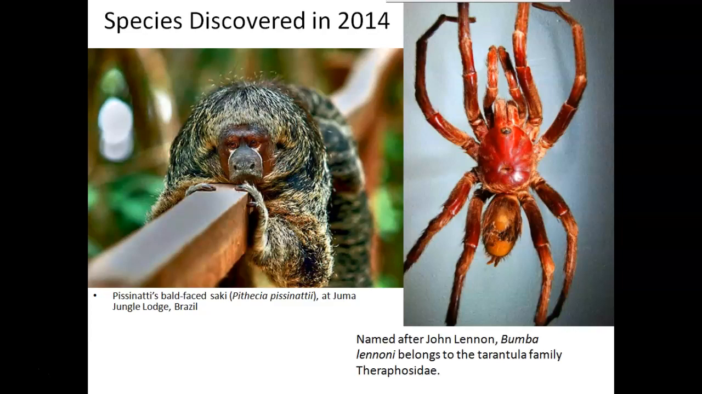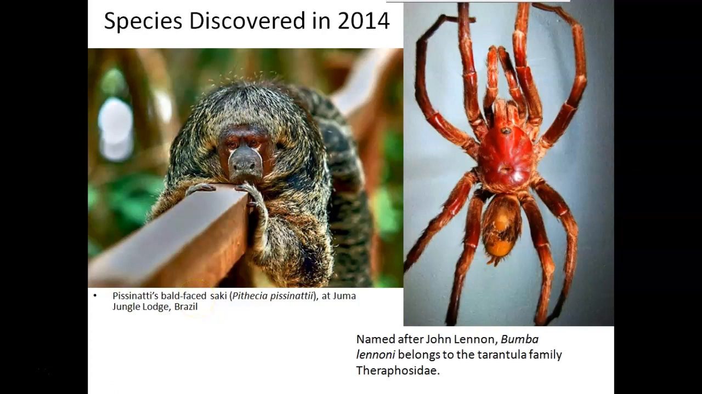And you'll notice that most of these will have scientific names with them, where it has the genus name, which is just a grouping level, and then their species name. And they're all in Latin, and they look a little daunting at first, okay? So here's your bald-faced Saki, discovered in 2014.